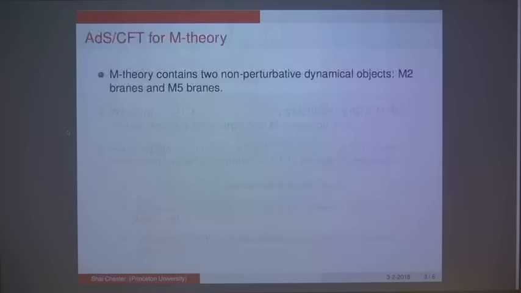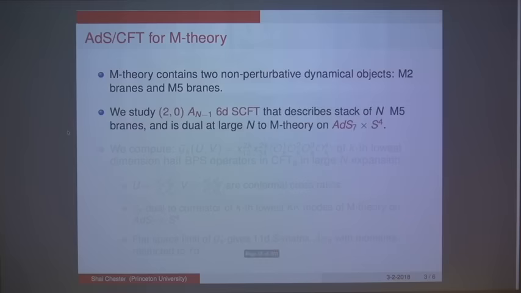M-theory contains two non-perturbative dynamical objects, M2 branes and M5 branes. And we in particular are going to focus on the (2,0) A_{N-1} 6D SCFT that describes stacks of N M5 branes and is dual at large N to M-theory on AdS7 × S4. So this is the simplest 6D superconformal field theory.